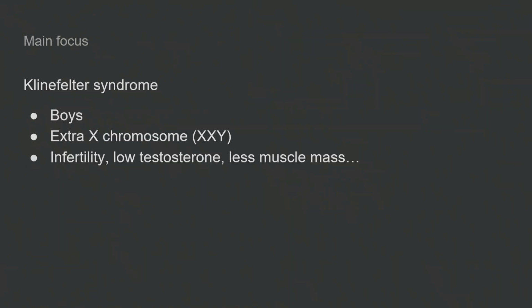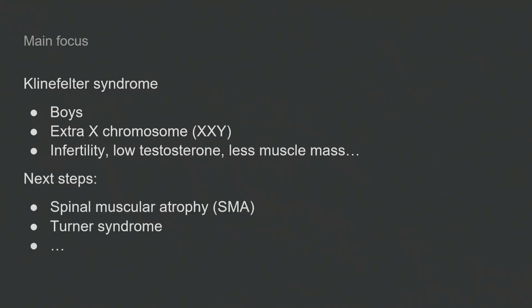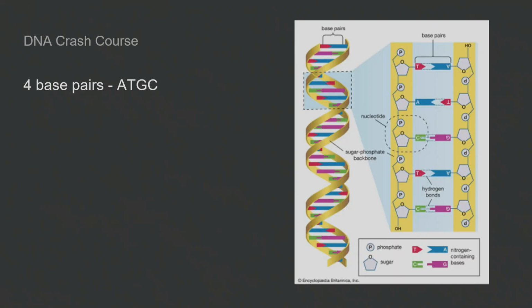The Klinefelter syndrome affects only boys, and it happens because the child is born with one extra X chromosome. So males have XY chromosomes. In this case, they have XXY chromosomes, and some of the symptoms are infertility, low testosterone, less muscle mass. They're taller and skinnier, and so on and so on. And the next steps would be to extend this to more syndromes.